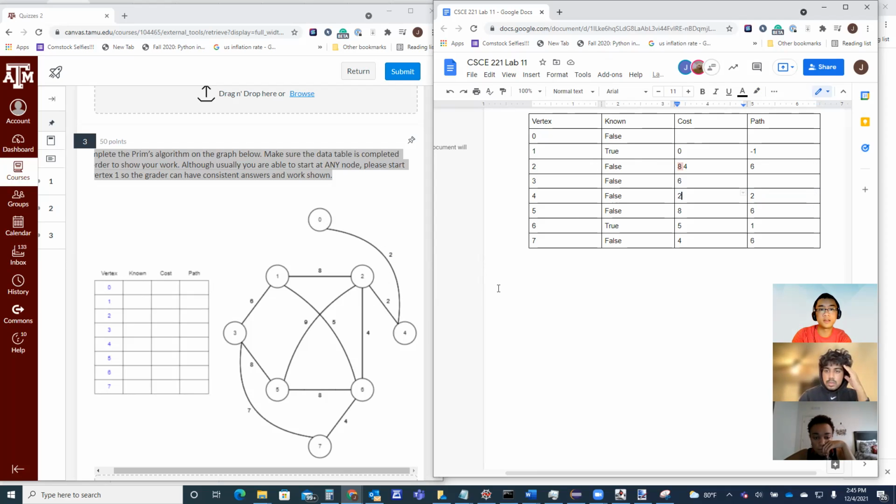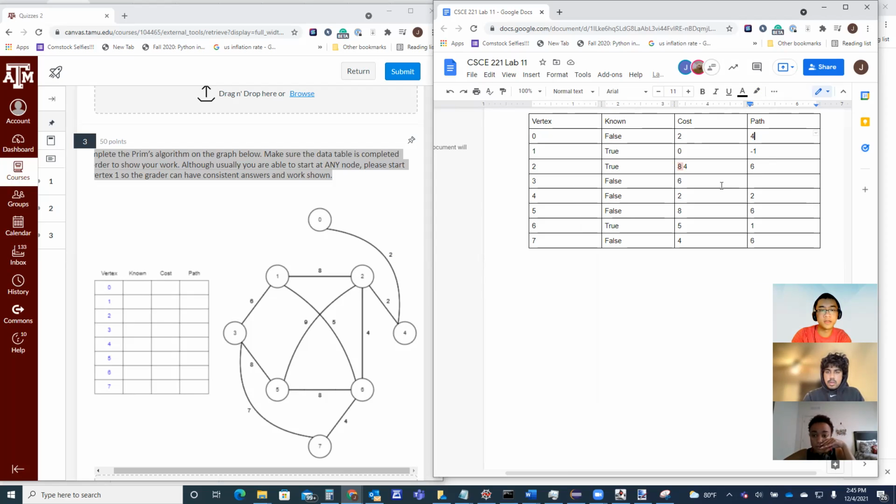4 goes to 0 with the cost of 2. Wait, real quick, Jacob. 2 to 6 doesn't get updated because it's already true. That's my bad. Yeah, because we already did that. And so 2 is also true. And so 2 goes to 4, which is a weight of 2. Or 4 goes to 2 in this case, because we're going the other way. Then the only other path is to 0. And so 0 goes to 4, the cost of 2.